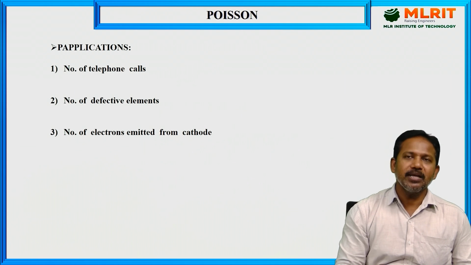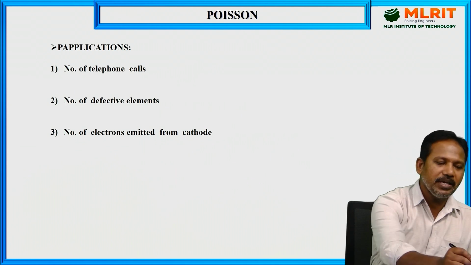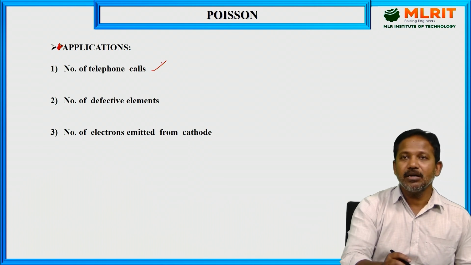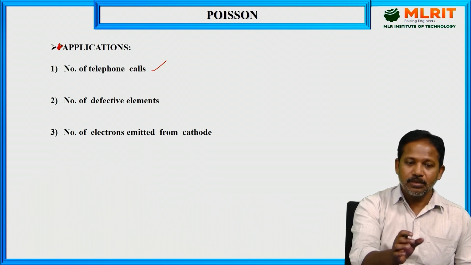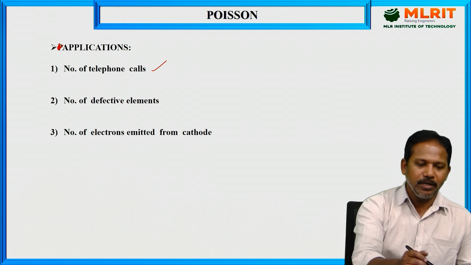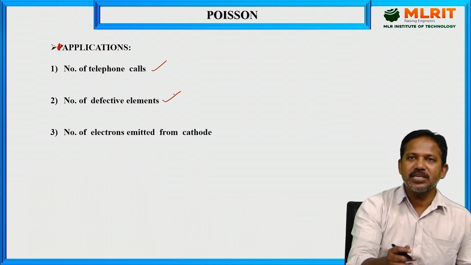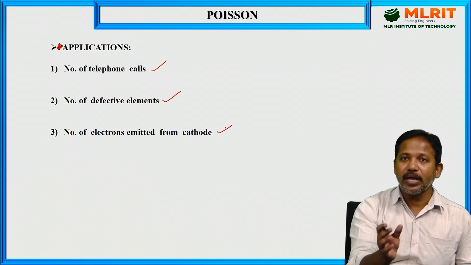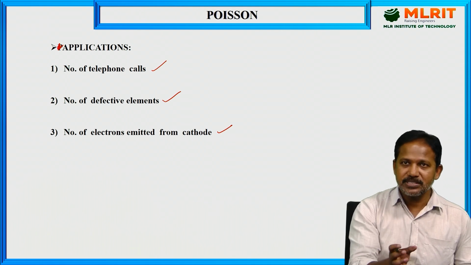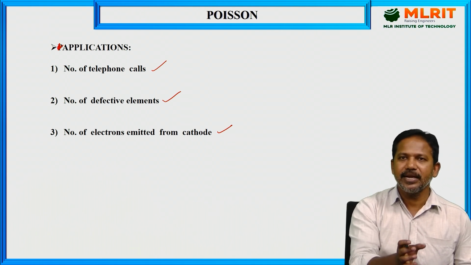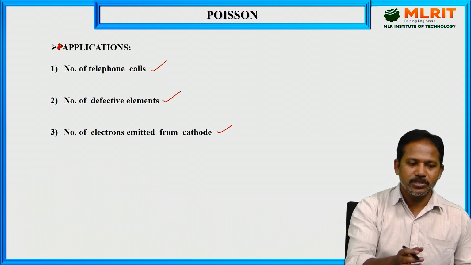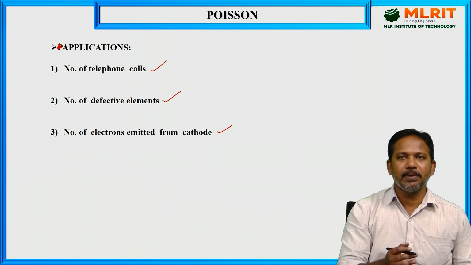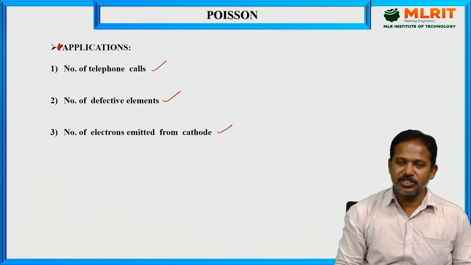Now, what are the applications of this probability distribution and density function? Generally, the number of telephone calls made in a particular time period, how many defective elements there are, or how many electrons are moving from cathode to anode in a particular time period. Otherwise, how many vehicles arrive at a fuel station in a particular time period. So mainly this type of Poisson will be used for counting purposes only. So that is the Poisson probability distribution and density function.